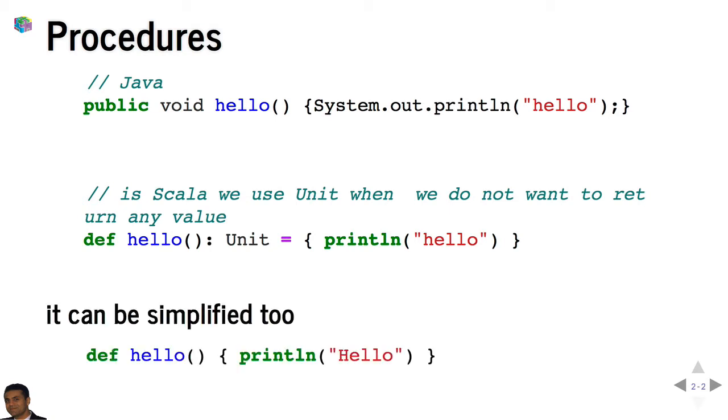Also, this code can be shortened. I can declare that a function is returning a unit just omitting the equal sign. In this case, however, braces cannot be omitted.